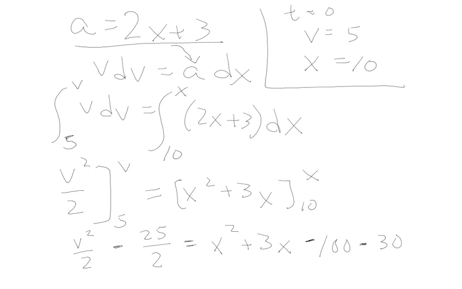Okay, let me bring up a new page. All right, so let's simplify that a step further. I'm going to solve for v squared here. So I end up with v squared is equal to 2x squared plus 6x minus 26.